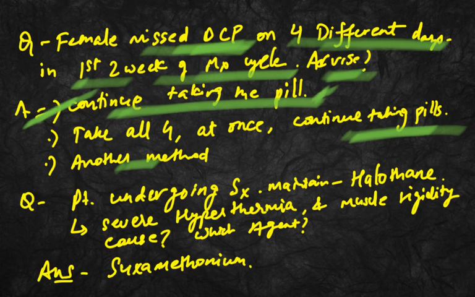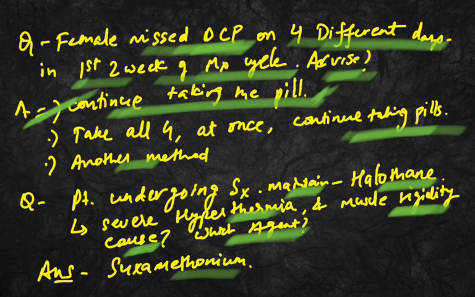Now, patient undergoing surgery is maintained on halothane, and severe hyperthermia with muscle rigidity occurs. Which agent is the cause for this severe hyperthermia and muscle rigidity? Suxamethonium is the cause for this.